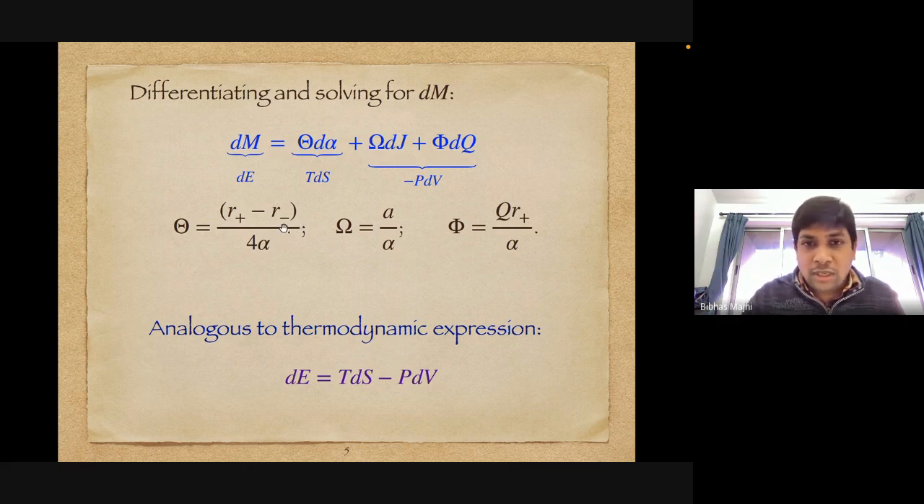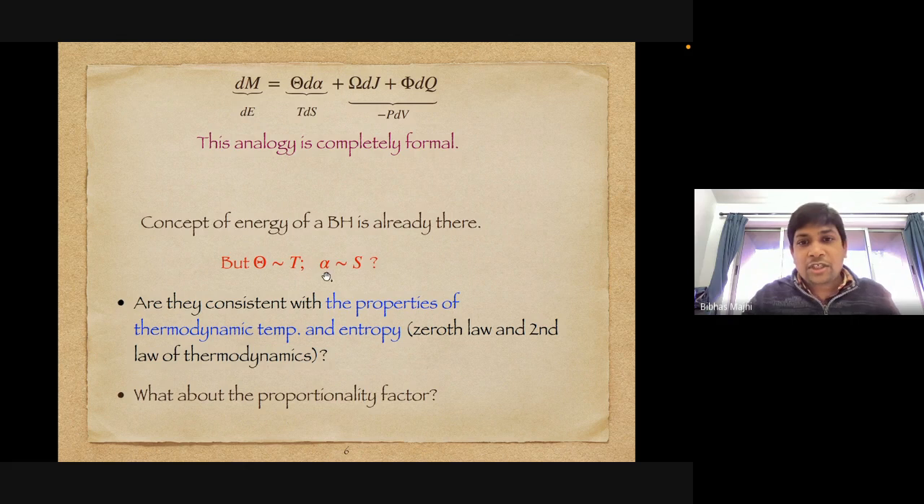When one wants to say these are real temperature or entropy, then they should be consistent with the properties of thermodynamics. Like the temperature should be consistent with the zeroth law, and the entropy should increase in a physical process. As far as this energy is concerned, this is fine because the energy of the black hole, this concept was already there. We know what the gravitational energy is, so this is fine. But the concept of temperature and entropy is a little bit tricky, because one should show that this would be consistent with the thermodynamical laws.